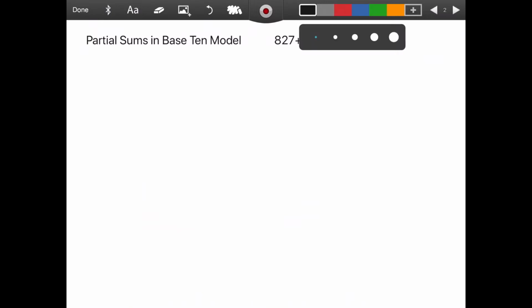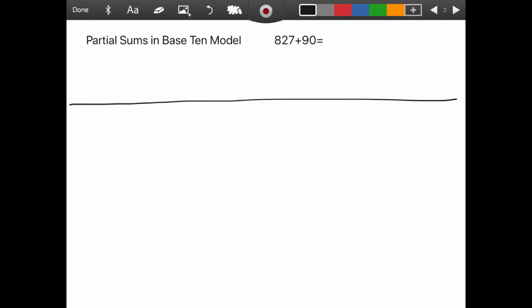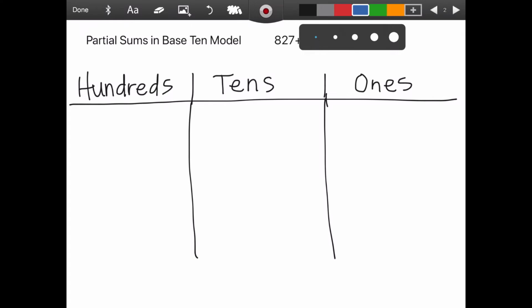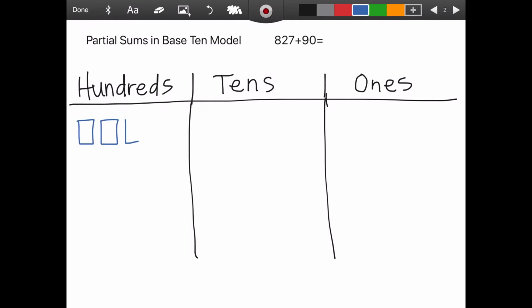The first thing that I do when I have a base 10 model is that I want to make out that place value chart. So we make the chart with the ones, then the tens, and then the hundreds. When we have our place value chart ready, we are able to start putting those numbers on that chart. So I look at my first addend, which is 827. So I'm going to use the color blue to represent it. 827, there are 8 hundreds, so here are 8 blue squares representing those hundreds.